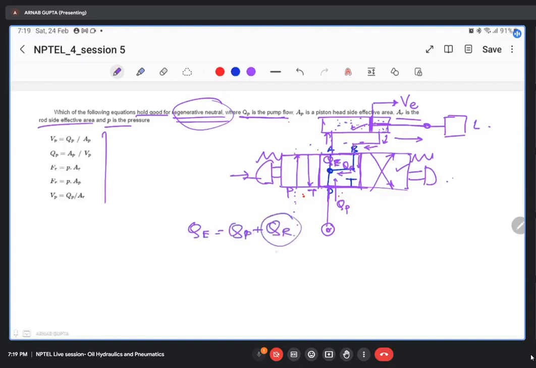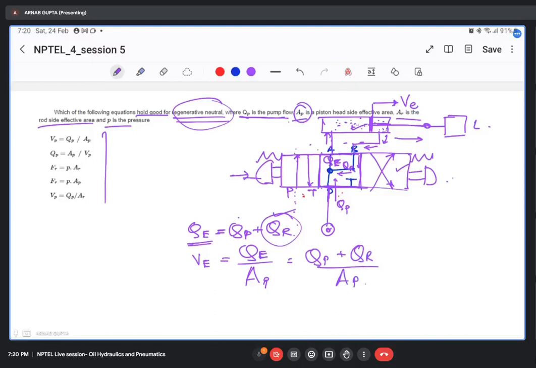Why? Because this is the extra flow that is getting added to the pump flow, and during the extension you are getting an additional boost. If you look at the extension velocity, it is nothing but QE by AE. AE means this side of the piston, which is denoted here as AP. So it's basically QP plus QR divided by AP. Any doubt till here? This is the extension velocity.